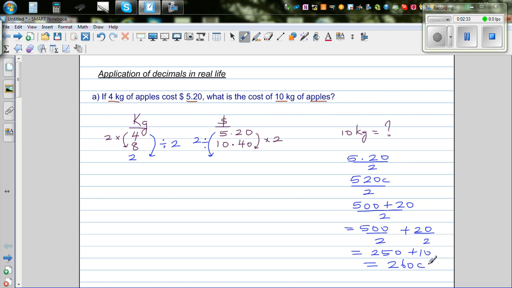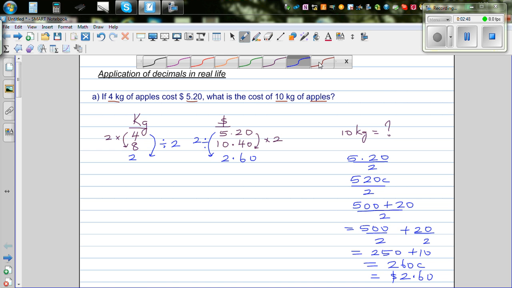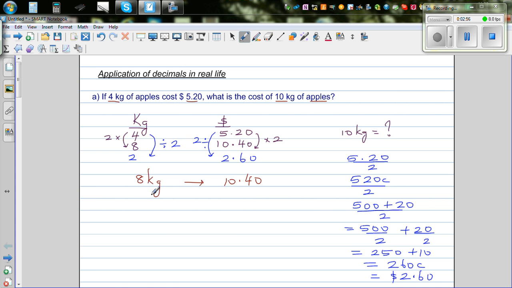Some of you can directly do it. So 260 cents is, sorry, 260 cents is $2.60. So you can say, well, this is $2.60. So let me rewrite. So what's the information that we have? For 8 kgs, you have $10.40. So for 2 kgs, it is $2.60.